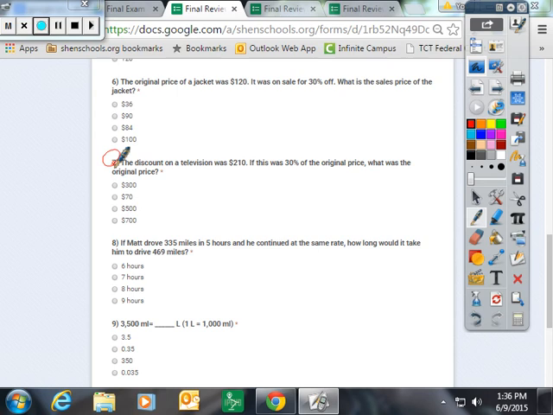questions based upon it. The discount on a television was $210. If there was a 30% off of the original price, what was the original price? Gut instinct for my students should be to write 30 over 100. They also have to take a moment and label it. 30% off is the discount over the original. Now the students have to decide where to put 210.